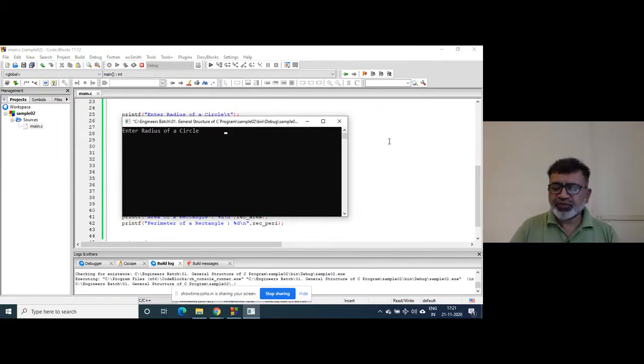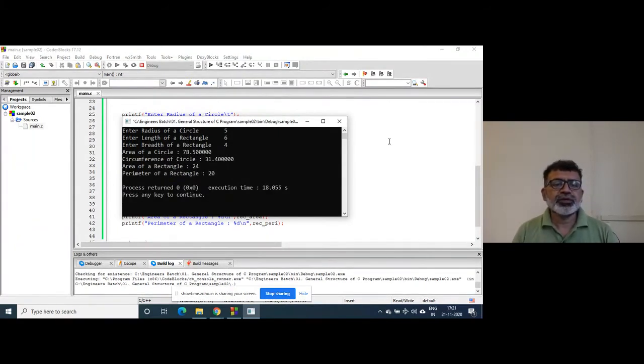Suppose pi, length of a rectangle, suppose it is 6, and breadth of a rectangle, suppose it is 4, right? So you are getting output as area of a circle. It is giving up to 6 digits, and circumference also up to 6 digits.